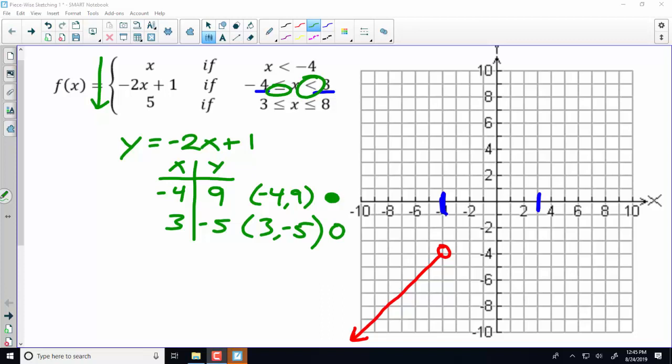But because there's no equal to right here, next to the 3, this is going to end up being a hollow point. So now we have 2 points, even though one of them is hollow, we can connect the dots and get the middle piece. So (-4, 9), here it is right here, and this is going to be the solid one. And the other one's going to be (3, -5), and this is going to be the hollow one.